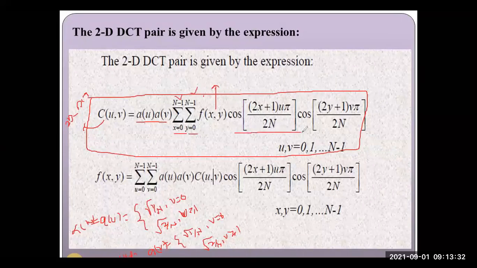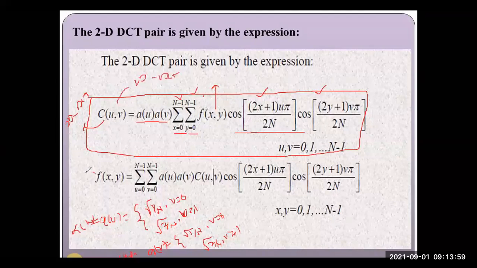So one coefficient is this one. What is this? Cos of (2x plus 1) u pi by 2n. And the next is cos of (2y plus 1) v pi by 2n. So we have two real coefficients in cosine format. Now this is the mathematical representation for the two-dimensional discrete cosine transformation.